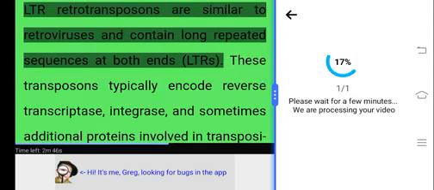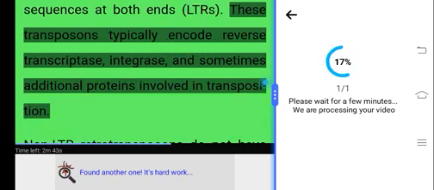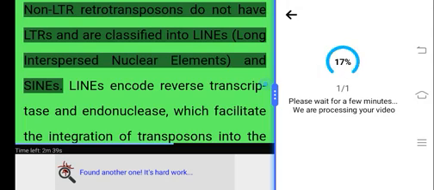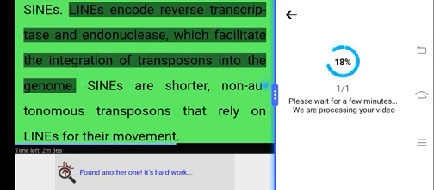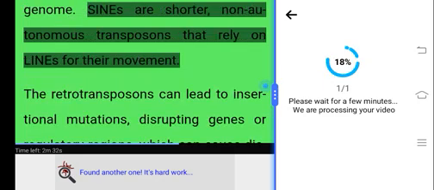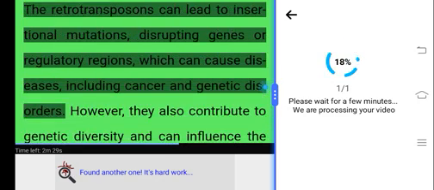LTR retrotransposons are similar to retroviruses and contain long repeated sequences at both ends, the LTRs. These transposons typically encode reverse transcriptase, integrase, and sometimes additional proteins involved in transposition. Non-LTR retrotransposons do not have LTRs and are classified into LINEs, long interspersed nuclear elements, and SINEs. LINEs encode reverse transcriptase and endonuclease, which facilitate the integration of transposons into the genome. SINEs are shorter, non-autonomous transposons that rely on LINEs for their movement.